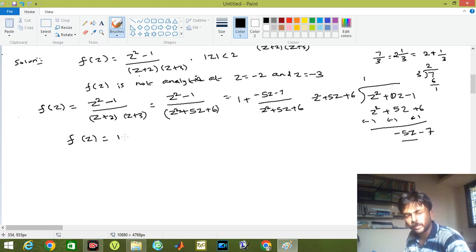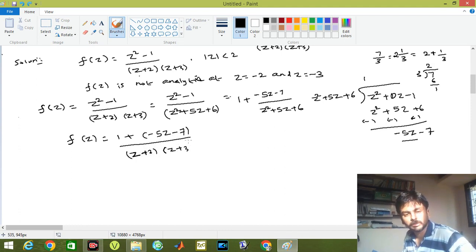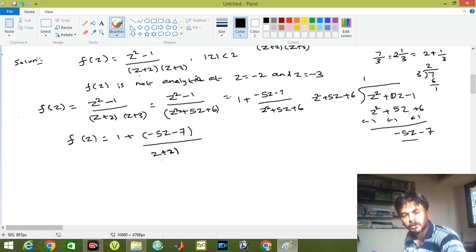That is, f of z will be 1 plus minus 5z minus 7 divided by z plus 2 into z plus 3. Now see, minus 5z minus 7 divided by z plus 2 into z plus 3. Now consider it, since the function is not now fully simplified, I am going to simplify this.